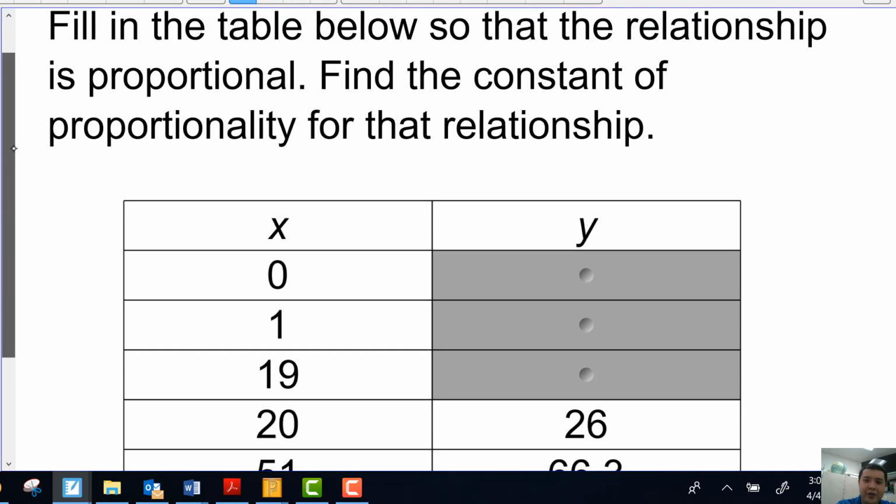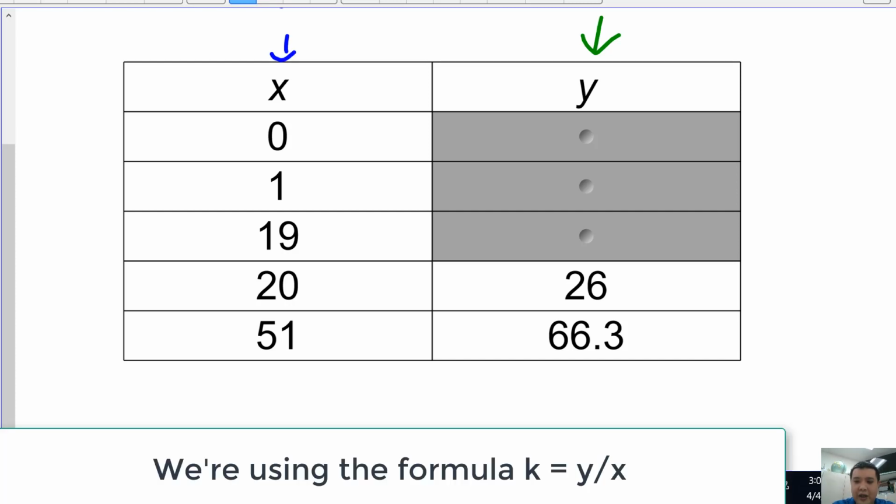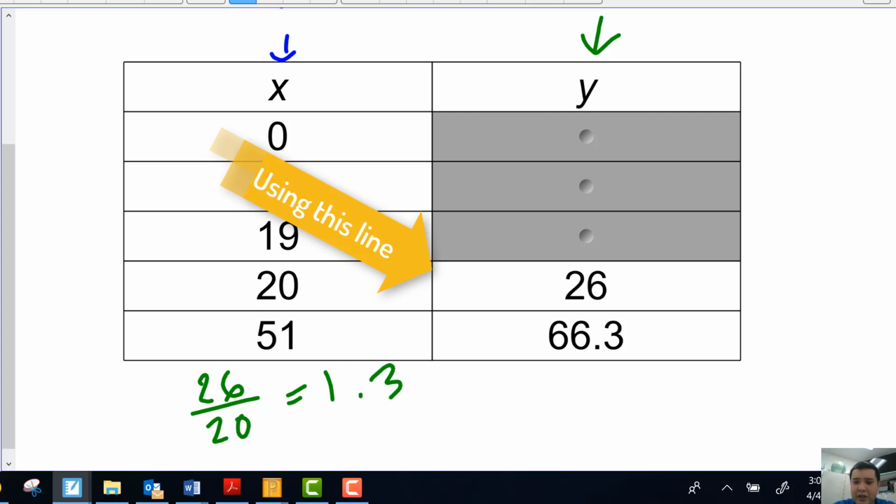Here, we are asked to fill in the table so that the relationship is proportional and find the constant of proportionality for that relationship. So let's first find the constant of proportionality. And that again is going to be y divided by x. So here we have 26 over 20, which as a decimal is 1.3. Let's see if that's the same thing for the other one, just to double check ourselves.